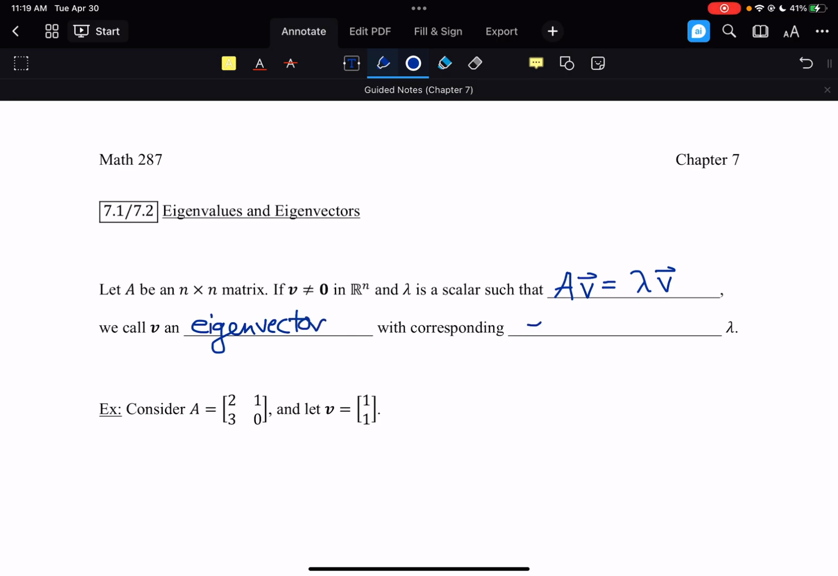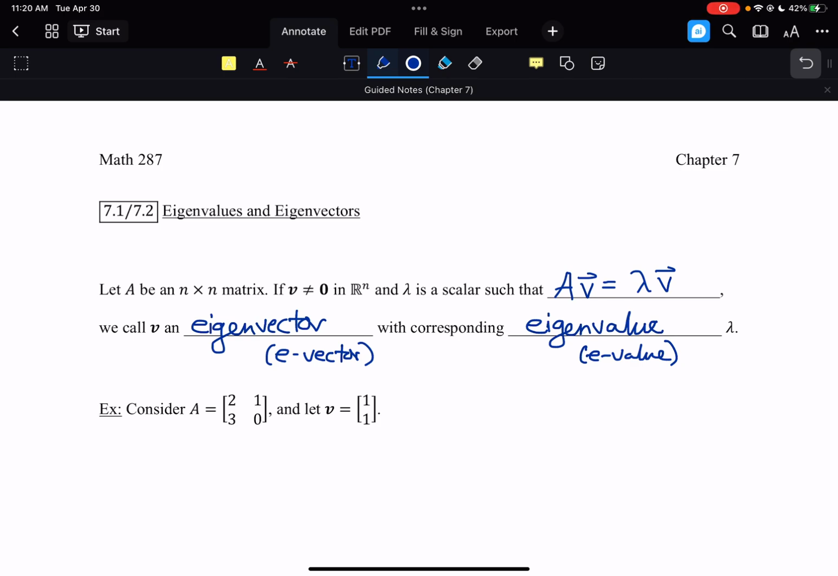with corresponding eigenvalue lambda. And sometimes you'll see these abbreviated, so a lot of times you'll see like e-vector and e-value if we're just using shorthand. So eigenvalues and eigenvectors produce this relationship. They come as a pair.